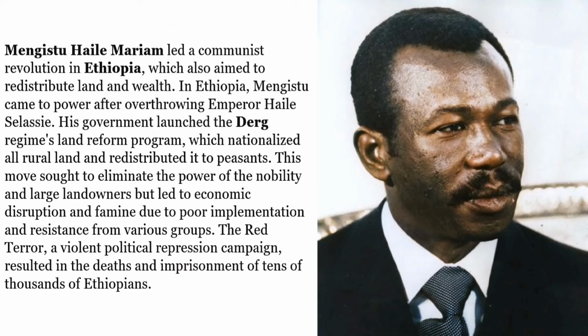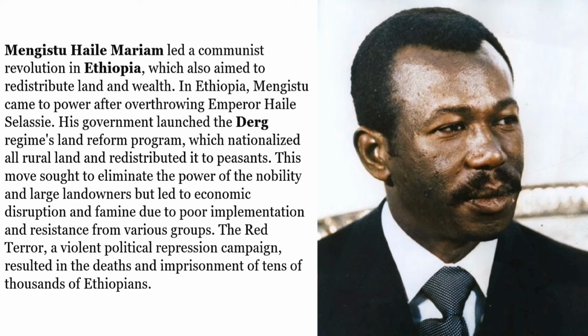Mengistu Haile Mariam led a communist revolution in Ethiopia, which also aimed to redistribute land and wealth. In Ethiopia, Mengistu came to power after overthrowing Emperor Haile Selassie. His government launched the Derg regime's land reform program, which nationalized all rural land and redistributed it to peasants. This move sought to eliminate the power of the nobility and large landowners, but led to economic disruption and famine due to poor implementation and resistance from various groups.